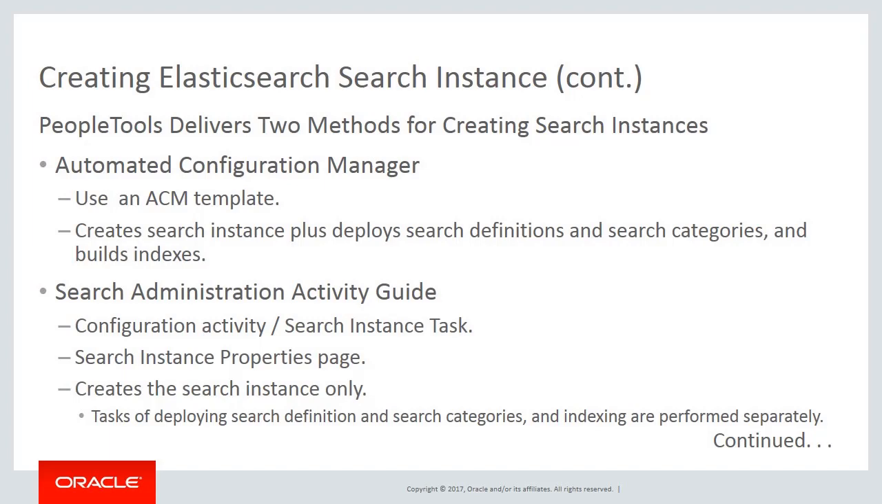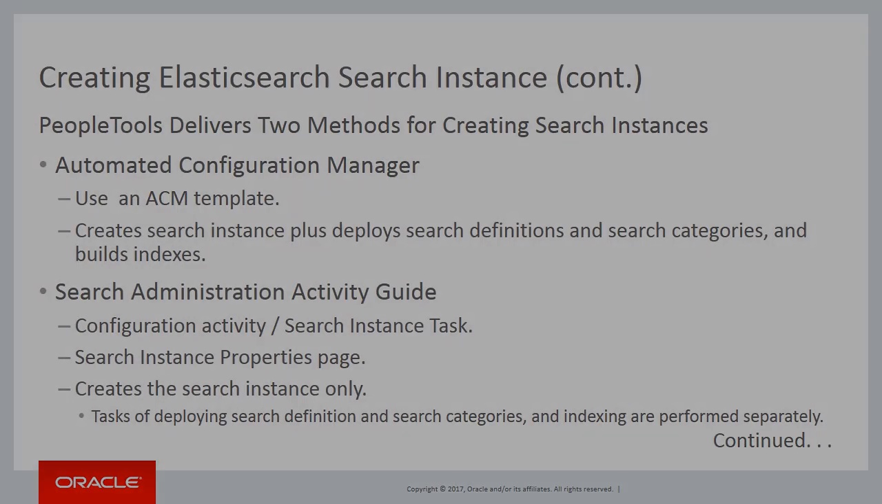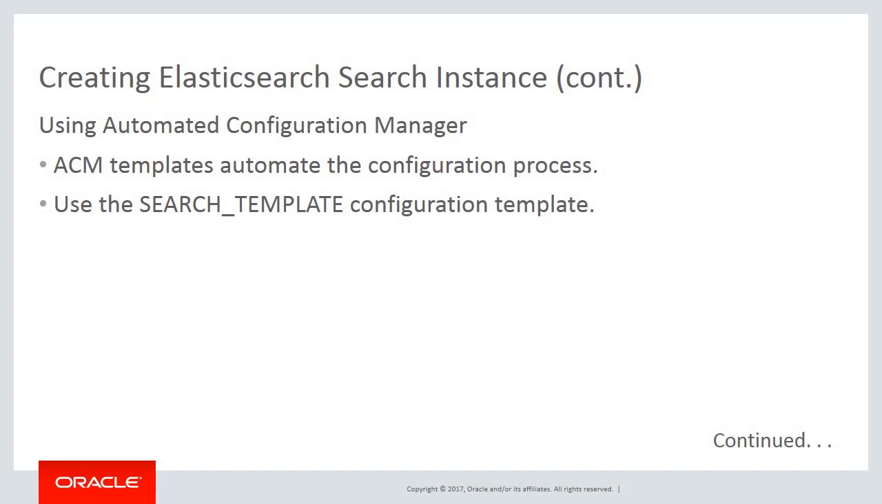We'll talk more about these methods, and in a few minutes, we'll demonstrate using Automated Configuration Manager to create an Elasticsearch search instance. To use Automated Configuration Manager to create an Elasticsearch instance, you use a delivered template, search_template, that automates the configuration process. In this presentation, we'll be using the search_template template.